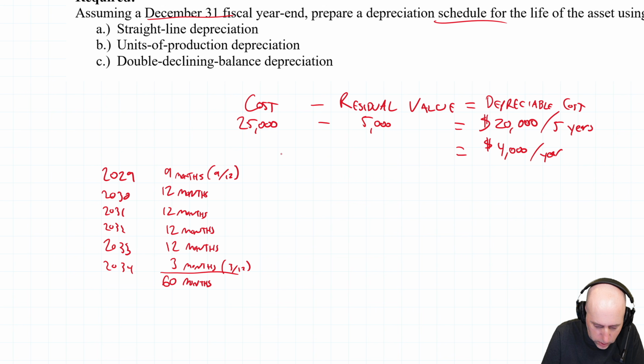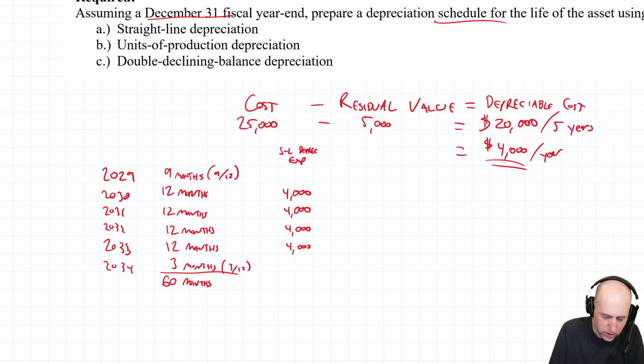So let's go through our straight line depreciation expense. And for every full year, well, we said it's $4,000 a year straight line. So every full year is just $4,000.